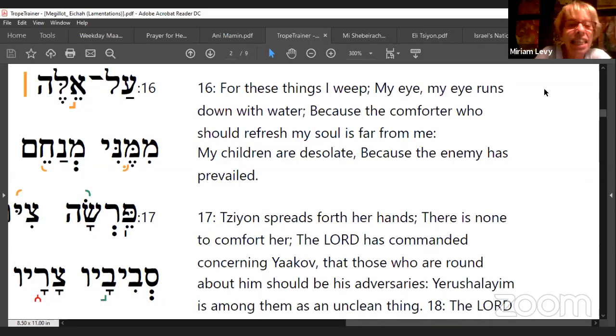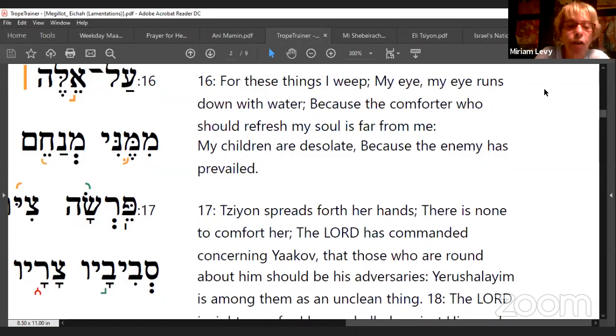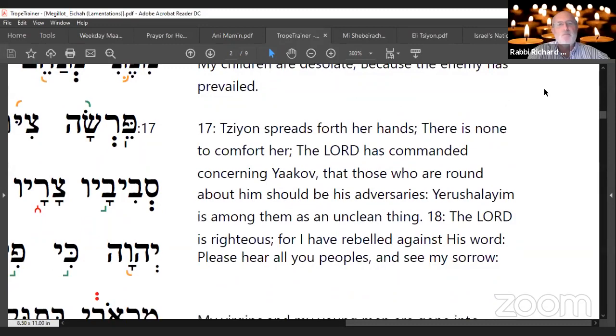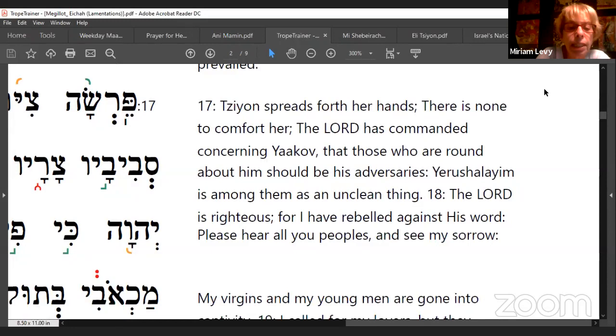For these things I weep, my eye runs down with water, because the comforter who should refresh my soul is far from me. My children are desolate, because the enemy has prevailed. Zion spreads forth her hands, there is none to comfort her. The Lord has commanded concerning Yaakov that those who are round about him should be his adversaries. Yerushalayim is among them as an unclean thing. The Lord is righteous, for I have rebelled against his commandment. Please hear, all you peoples, and see my sorrow.